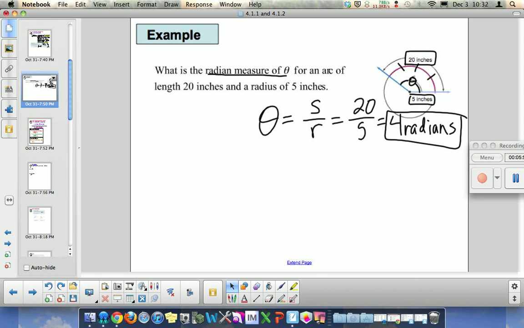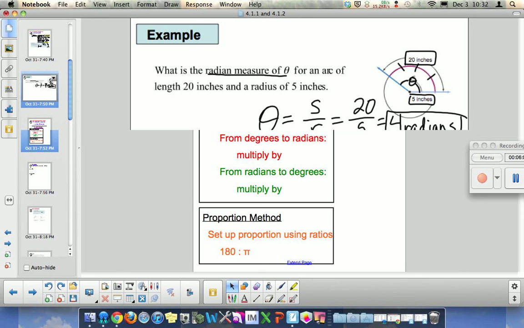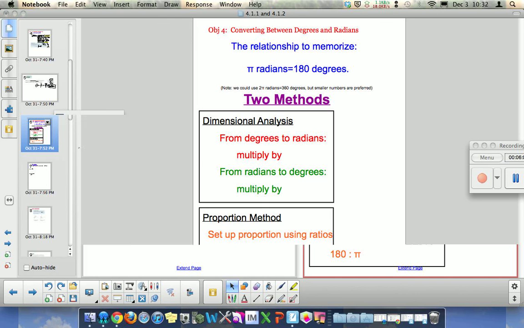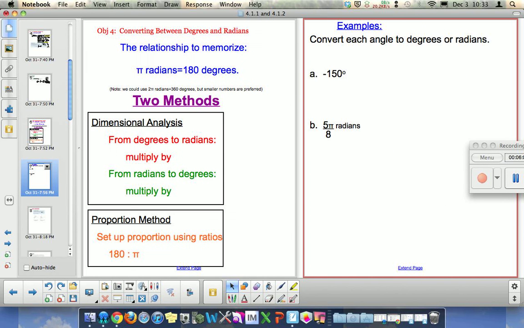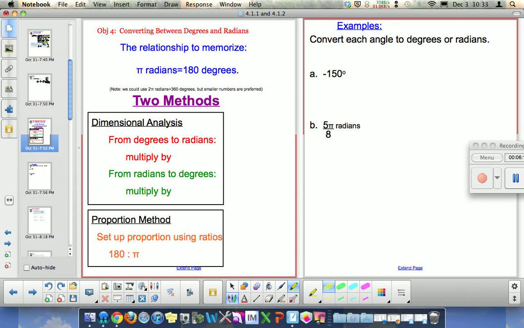Now, to review what else we learned in class, let's review how to convert between degrees and radians. So we're just going to do 2 examples just to review to make sure you have the notes down. We have 2 methods to convert, but one relationship that we always have to memorize is that pi radians is equal to 180 degrees. So to convert from degrees to radians, we always multiply by pi over 180. And of course, to go backwards from radians to degrees, we do 180 over pi. That's because degrees is on top and radians is on bottom, and vice versa for the first one.